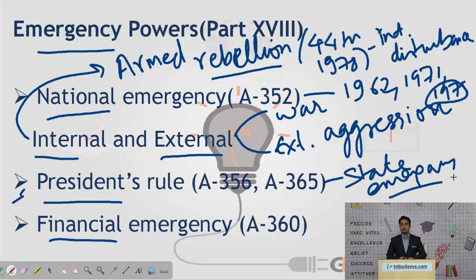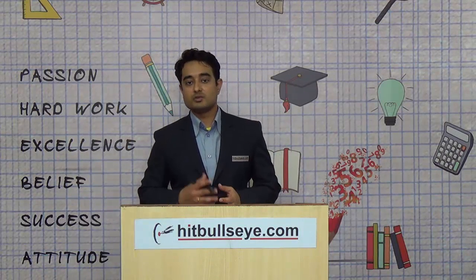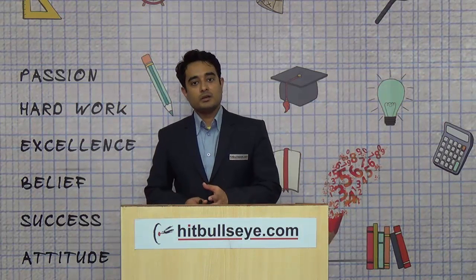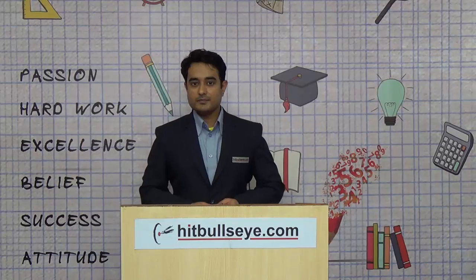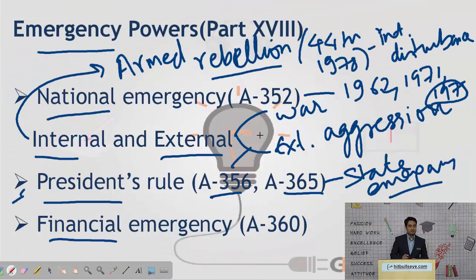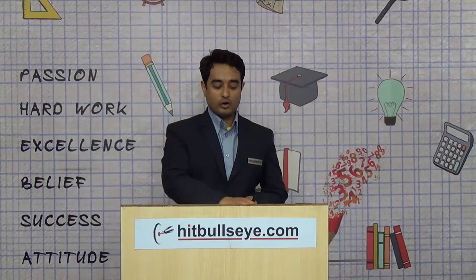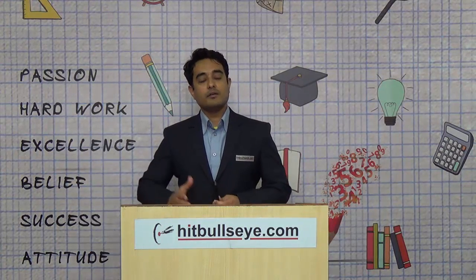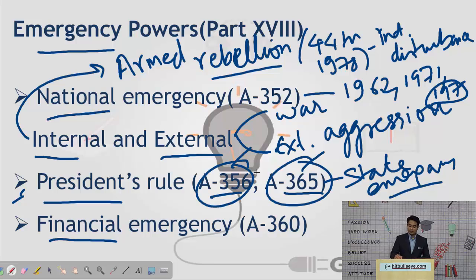State emergency can be called on two basic accounts, Article 356 and Article 365. Article 356 states that whenever a situation occurs in which the government of that state cannot be carried on in accordance with the provisions of the Constitution, the president can call a state emergency on the basis of a report, or otherwise as well. Article 365 states that it will be lawful for the president to proclaim president's rule whenever the government of the state fails to comply with the directions given by the central government. So these are the two articles which pertain to state emergency.